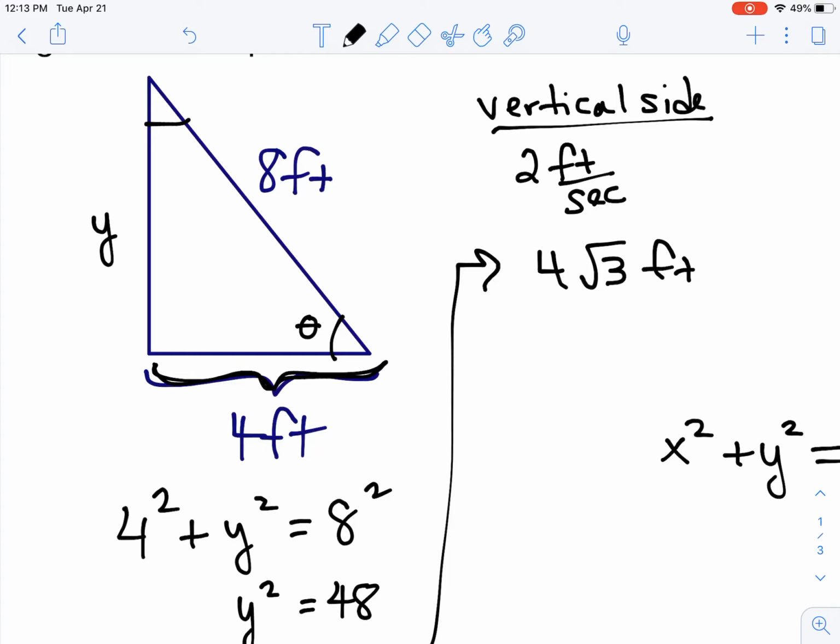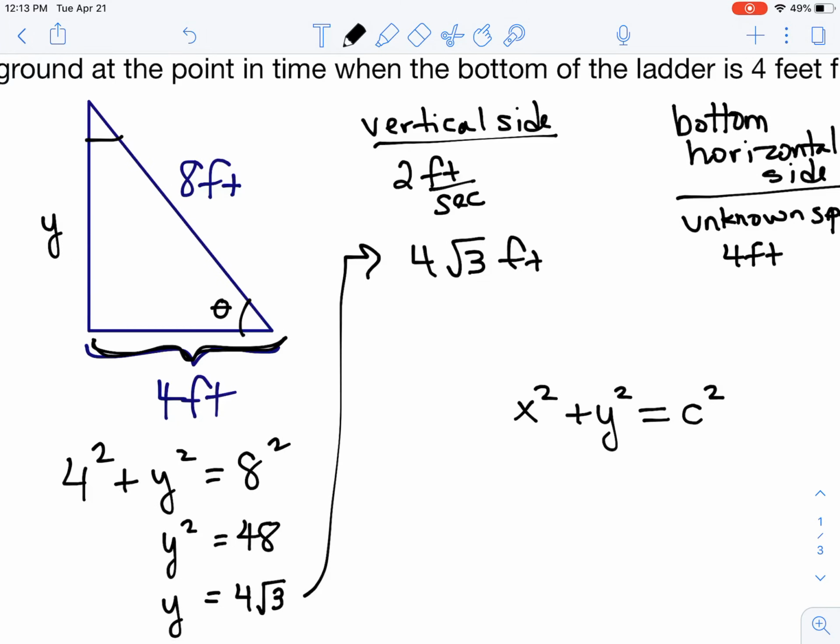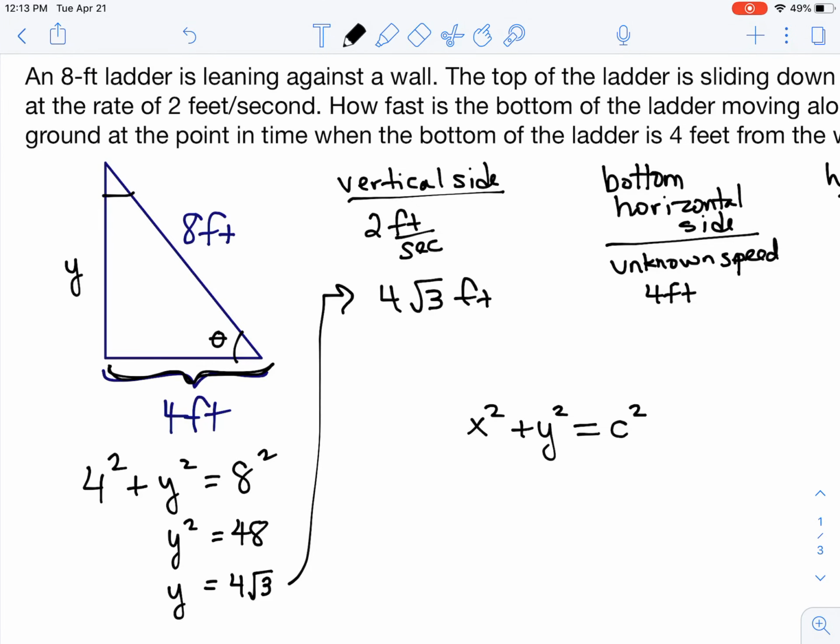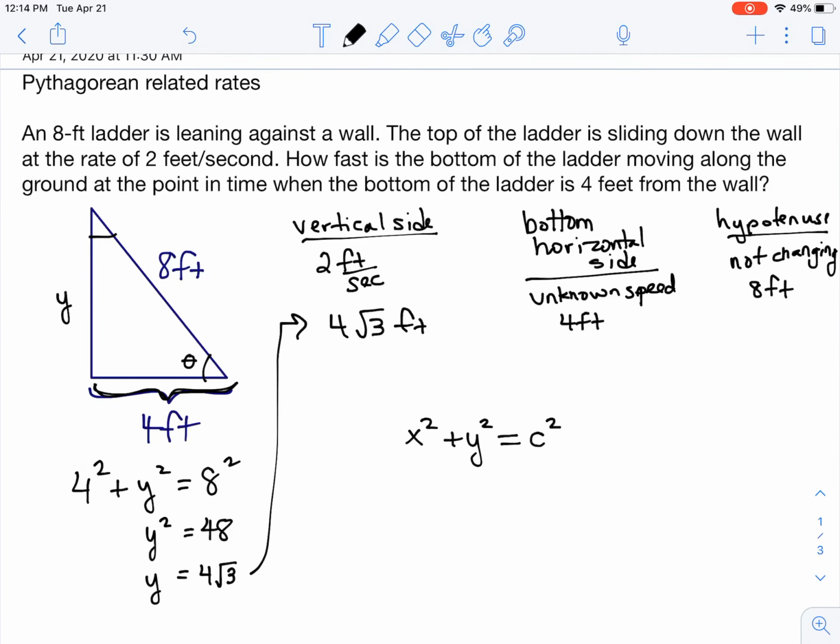But we're not doing that right now. We're trying to figure out how fast the bottom of the ladder is moving along the ground. Okay, so, oh my goodness, this is terrible. I should really start over, but I can't be bothered today.